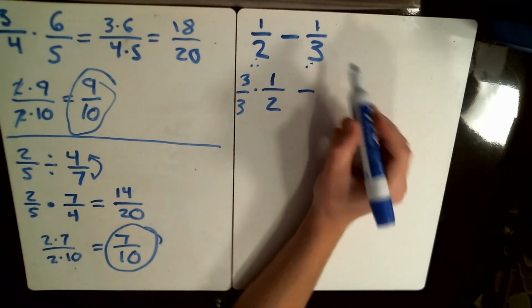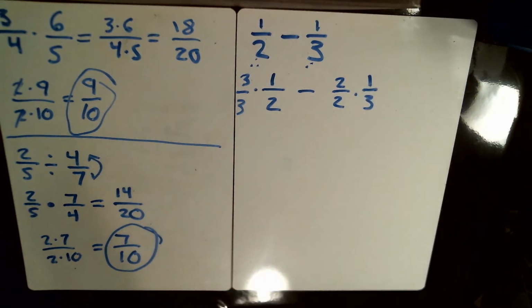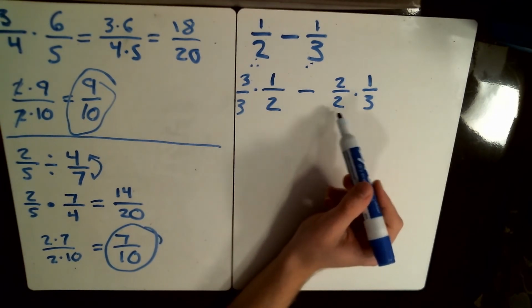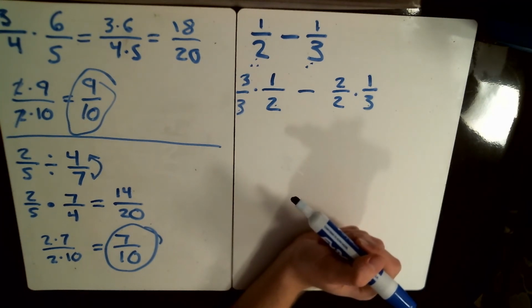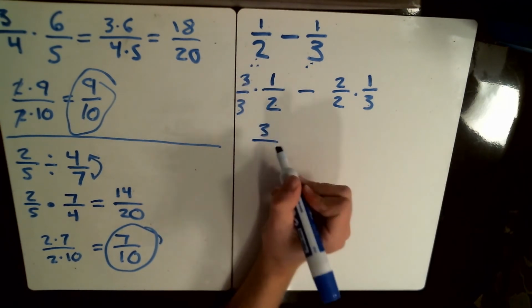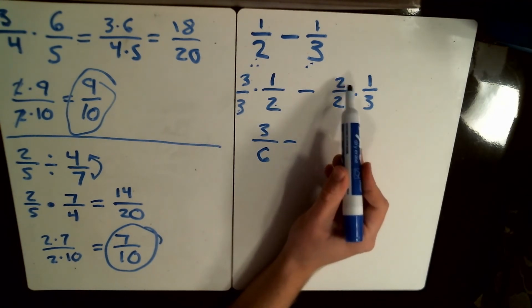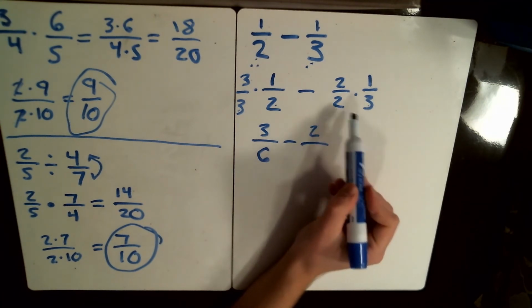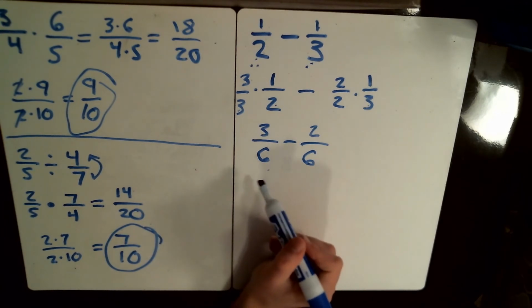And then on the other one, I'm going to times it by 2 over 2 so that I will get 6 in the denominator, right? 2 times 3 is 6. 3 times 2 is 6, right? So I'm going to have the same things on the denominator now. So let's go ahead and do that. 3 times 1 is 3. 3 times 2 is 6. Okay. 2 times 1 is 2. 2 times 3 is 6. Okay, so I've got a common denominator here.